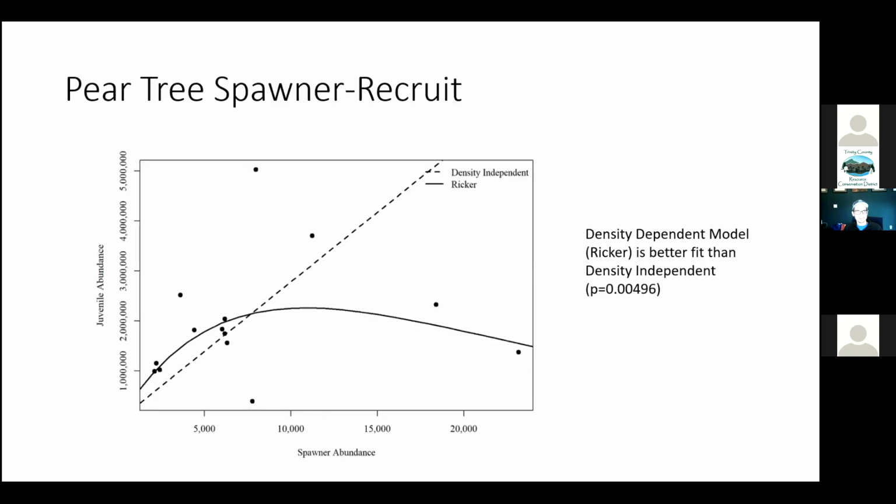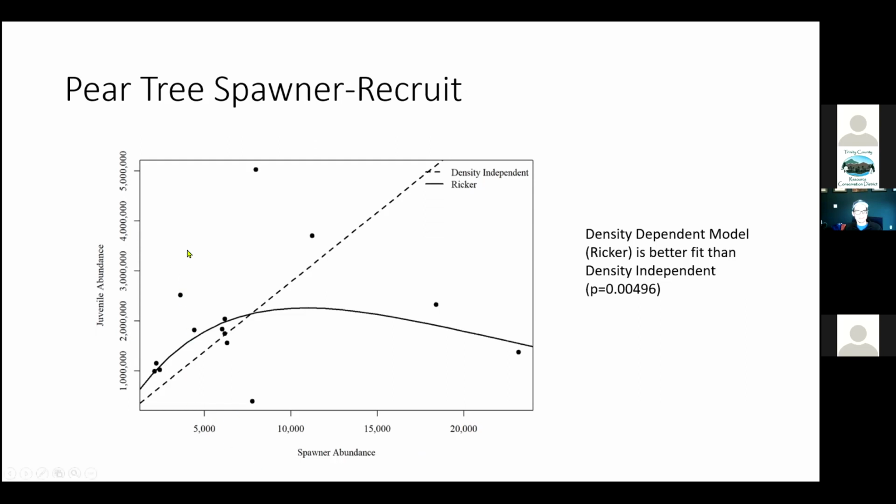So here's the Pear Tree spawner recruit curve. The dashed line happens to be a linear relationship between juvenile and spawner abundance. The curved line is a Ricker model, which is nonlinear. In this case, the Ricker model fits the data better than the density independent or the linear model, and so there's some evidence that there's a density dependent effect.